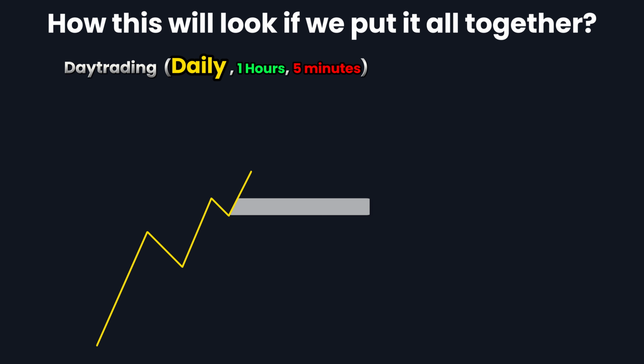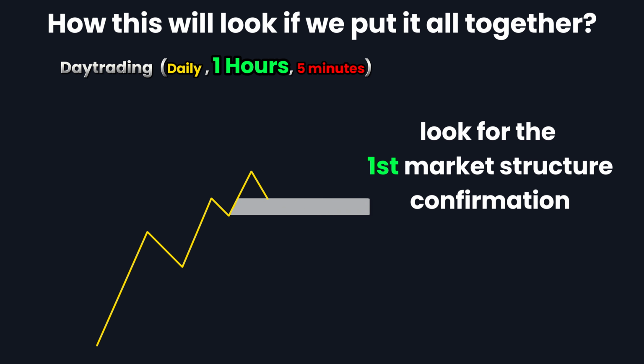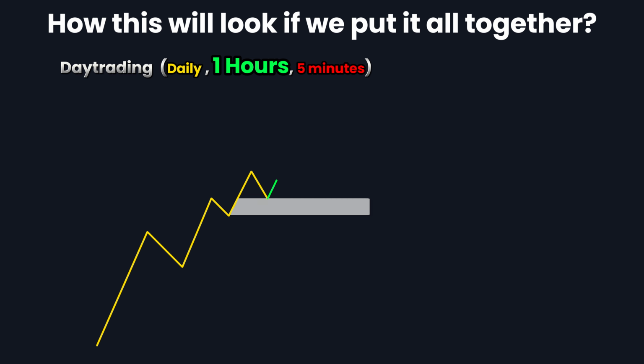After we define the order blocks, now we wait for the price to enter it, and we drop down to the 1-hour time frame to look for the first market structure confirmation. In the 1-hour time frame, we want the market structure to make a shift from bearish to bullish. And next, we will define our wanted order block. And we will do the same for the second time.